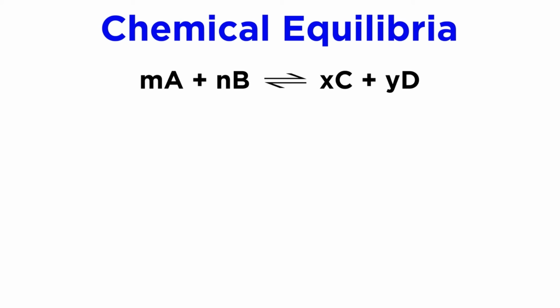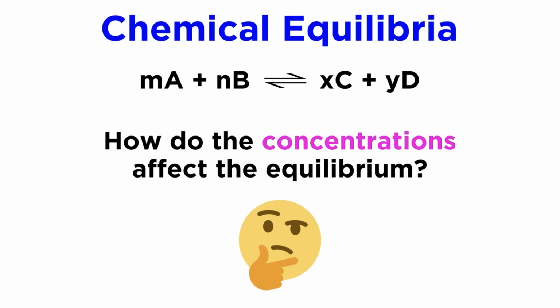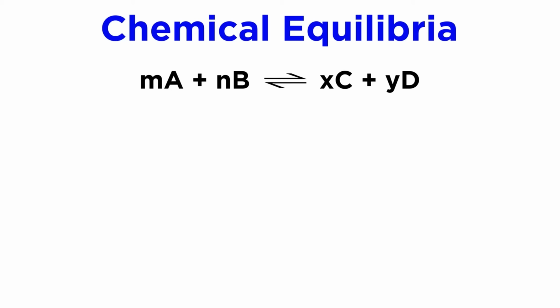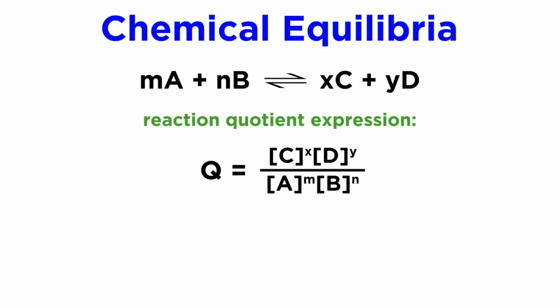Now that we understand what chemical equilibria are, we will want to be able to look at the concentrations of substances involved in reversible reactions and be able to predict how these concentrations will affect the equilibrium of the system. Given this general equation for a chemical equilibrium, we can write something called the reaction quotient expression, symbolized by Q. Q will be equal to the concentrations of the products, each raised to the power of their stoichiometric coefficients, over the concentrations of the reactants, each raised to the power of their stoichiometric coefficients.